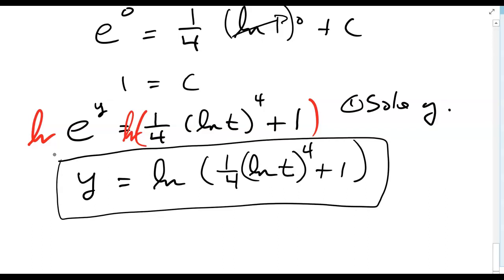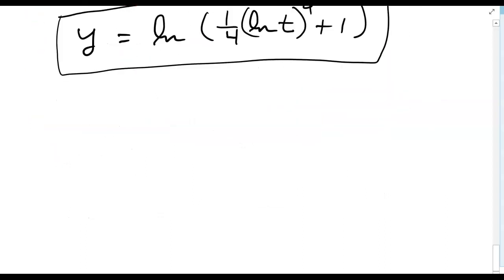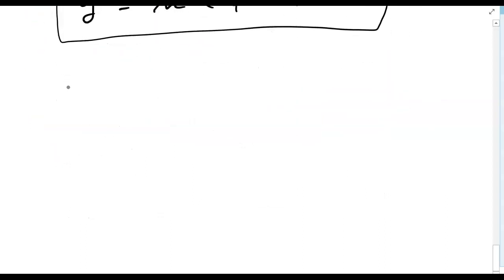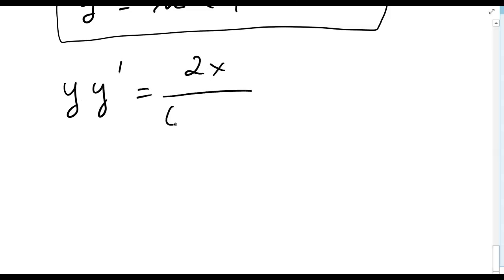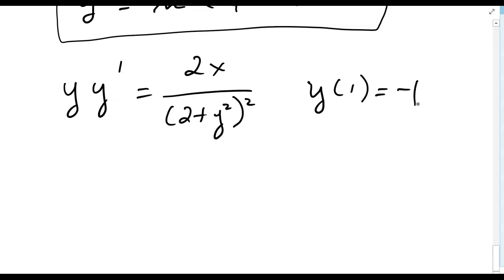Let's do one more. Here we go. One more example. Y prime equals 2x. And the initial value, y sub 1 equals -1. All right, notice we don't have t's in this one. Our independent variable is going to be our x.